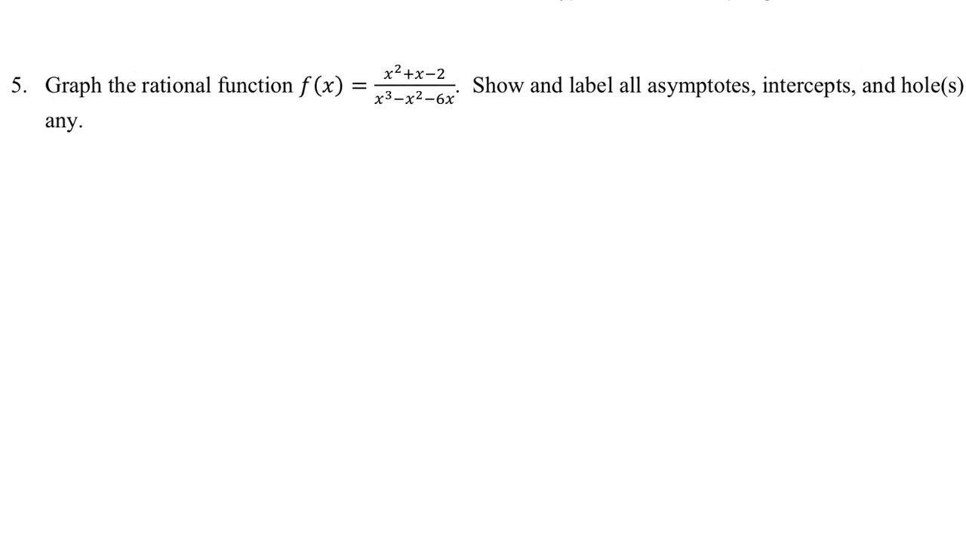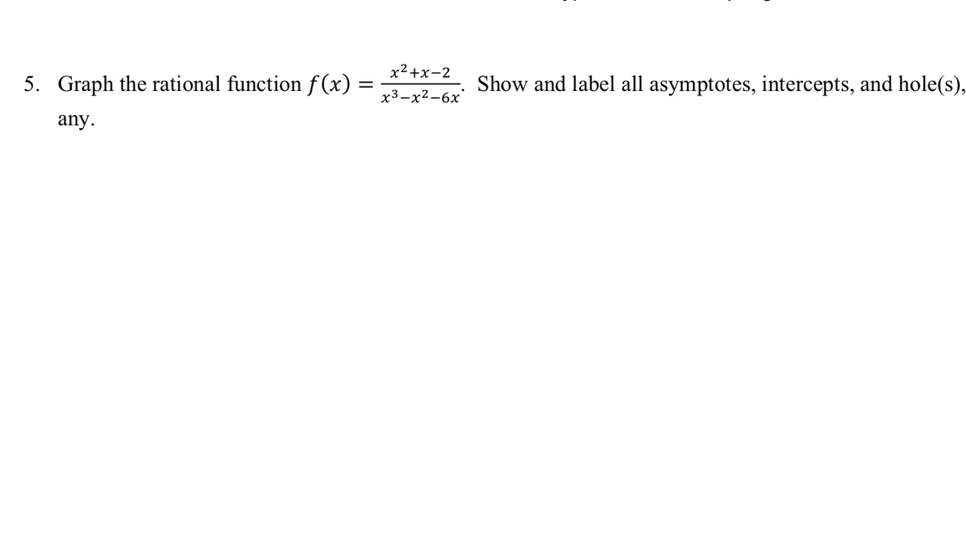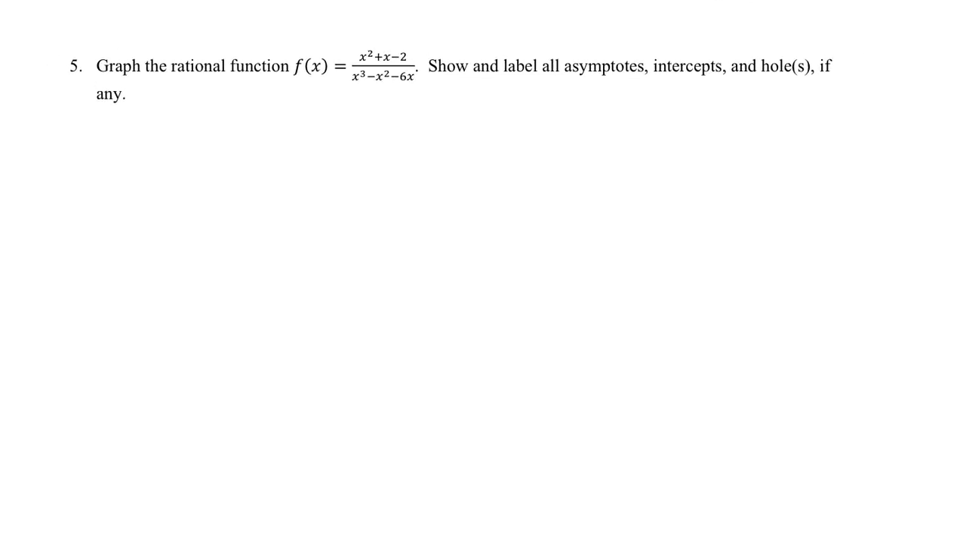Yikes. Next one, number 5, is the same topic, just a few different ways of doing it. Well, you'll see. Show and label all asymptotes, intercepts, holes. So let's do it in the same order.